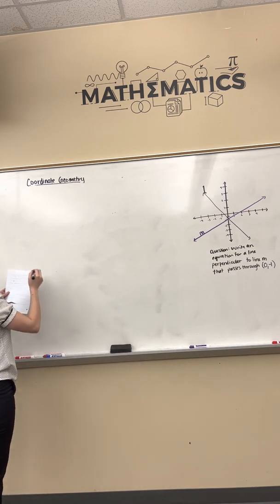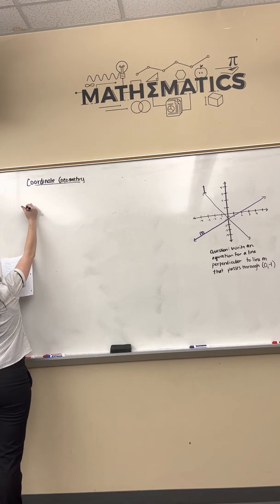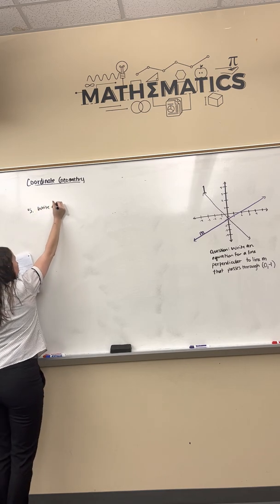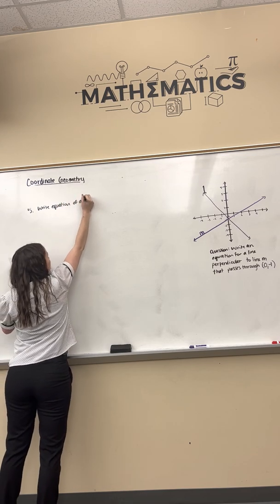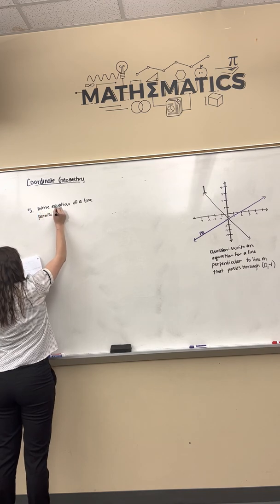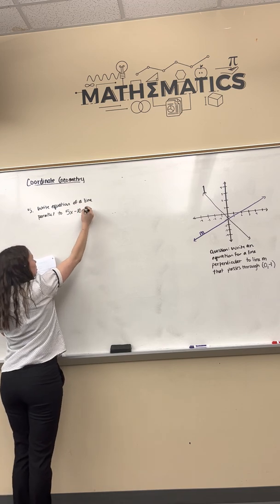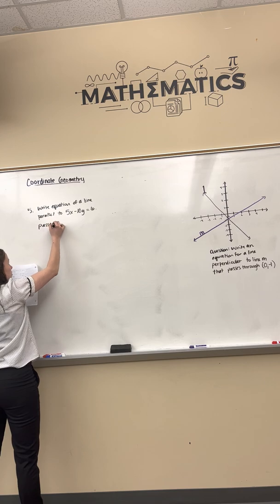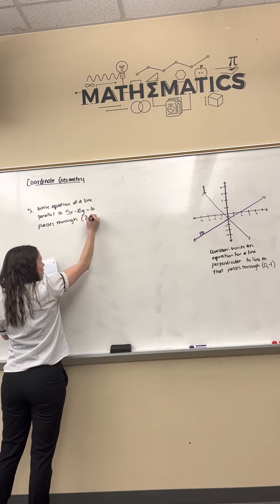Okay, so the next question, we're writing an equation of a line parallel to 5x minus 10y equals 6, that passes through the point 2, negative 1.